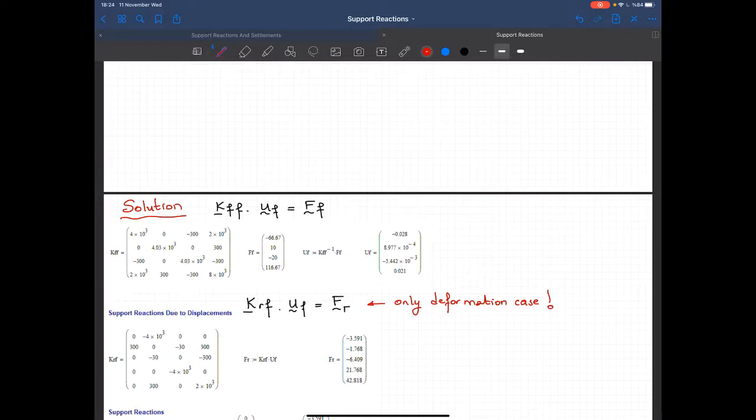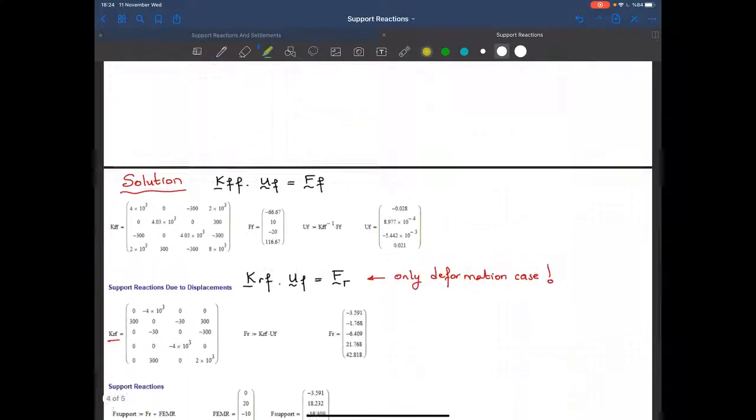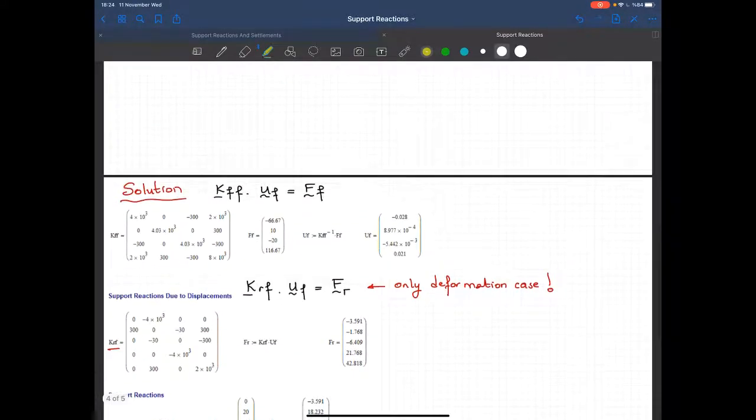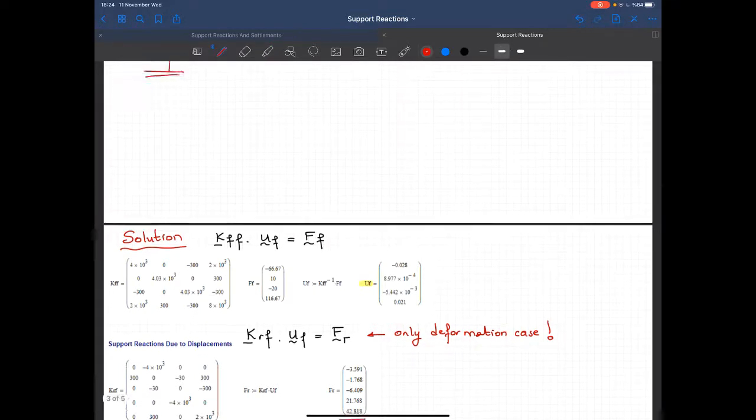Right? So I did that. This is KRF. Remember which matrix it is. That's the KRF matrix. So I'm using this matrix to calculate the support reactions. I multiply this matrix with the unknown displacement vector, which is this UF, and obtain the FR. And remember that this FR is for only the deformation case.